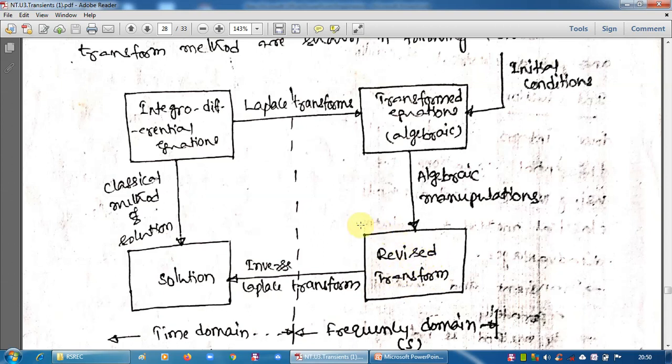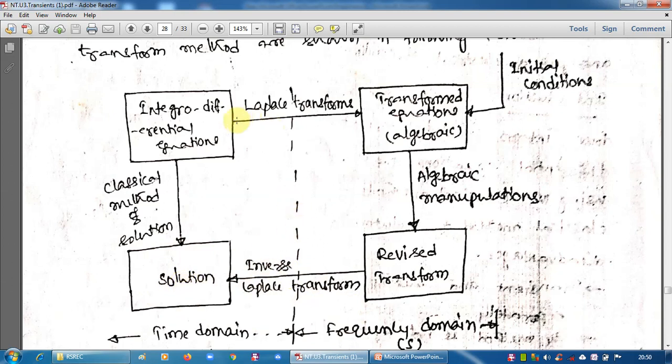These are to be transformed back to time domain. Why? Because we need the answer in time domain, t, whereas here it is S domain. So these S domain answers or expressions are to be inverse transformed into time domain, and that process is called inverse Laplace transform. If you apply inverse Laplace transform, you will be getting the solution in time domain. This is the required solution, like that.